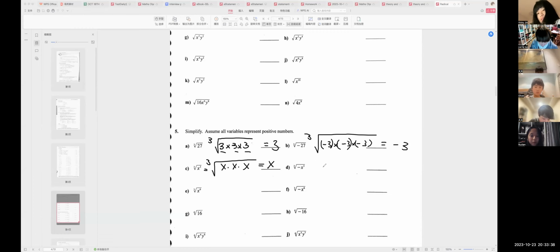Tian Jiaxing, can you tell me the answer? X would be negative x. Very good, negative x, good job. Okay, number E, Kevin. Can you tell me the answer?